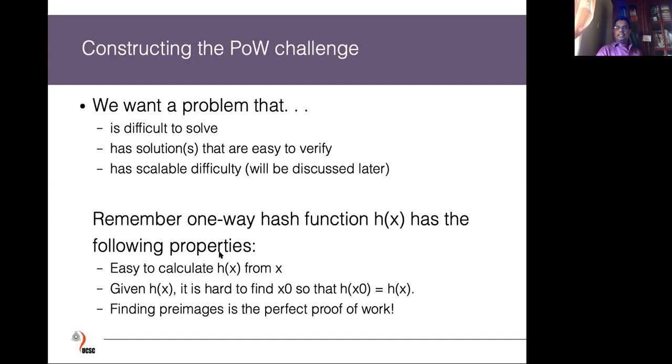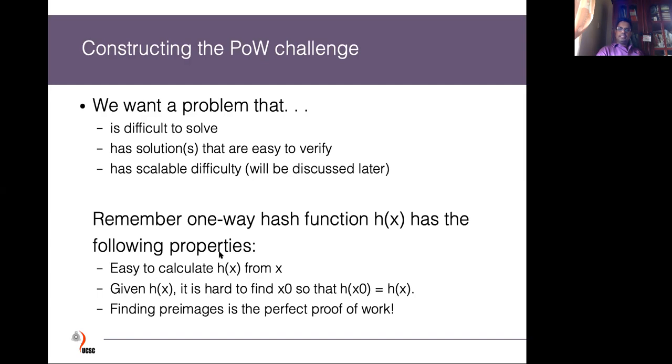And then we need to increase the difficulty over time, because computer power increases day by day. A problem that is difficult to solve today may not be difficult to solve tomorrow with faster computers. So the problem should have scalable difficulty. In order to apply a problem to proof of work, we need a problem that is difficult to solve, easy to verify, and scalable.